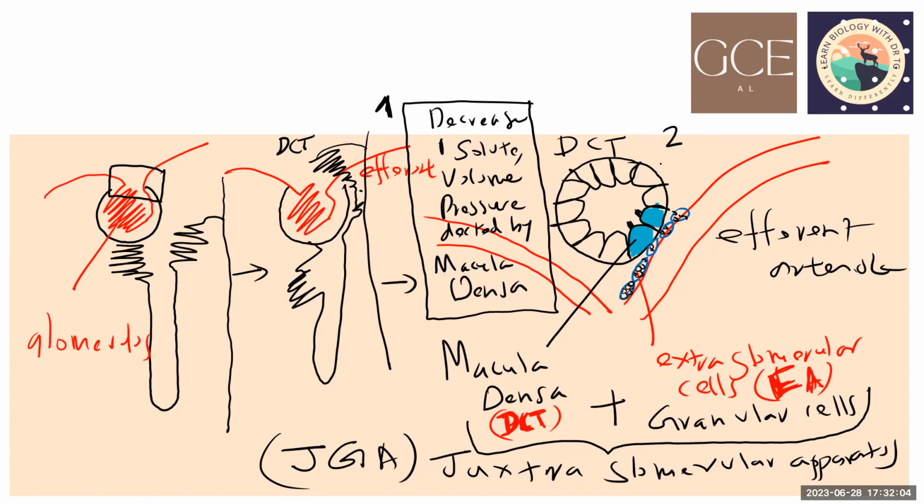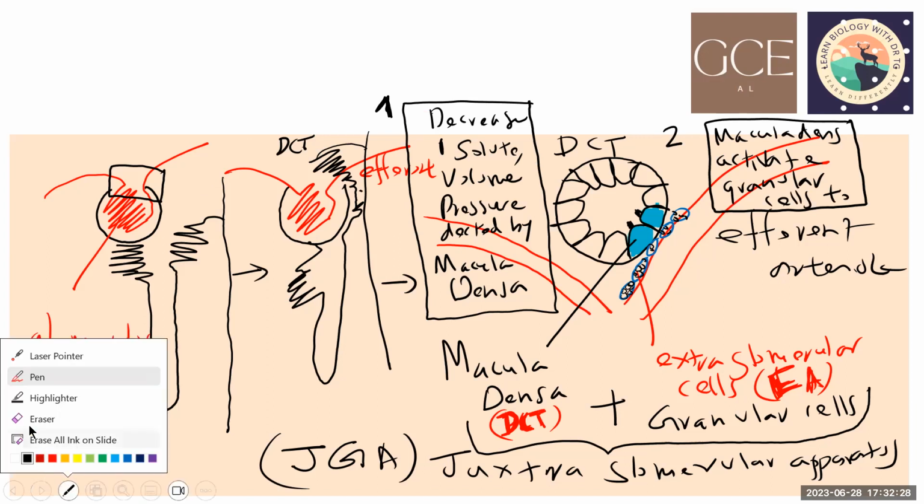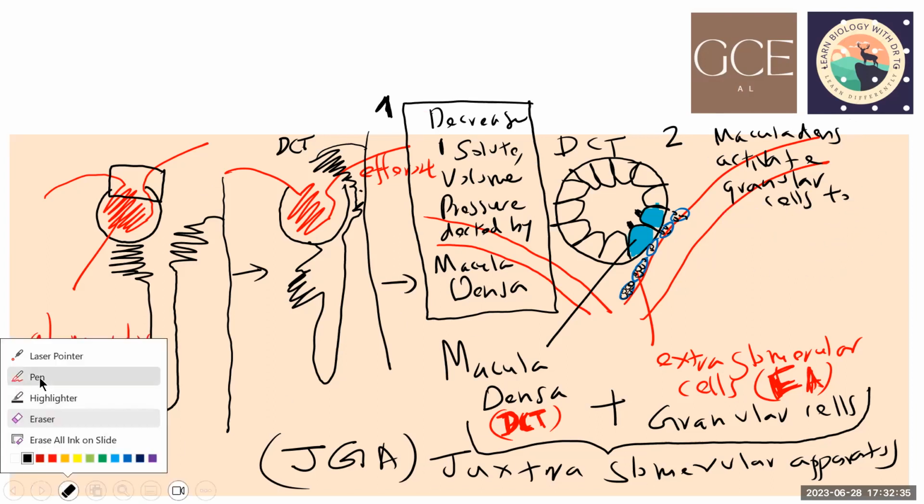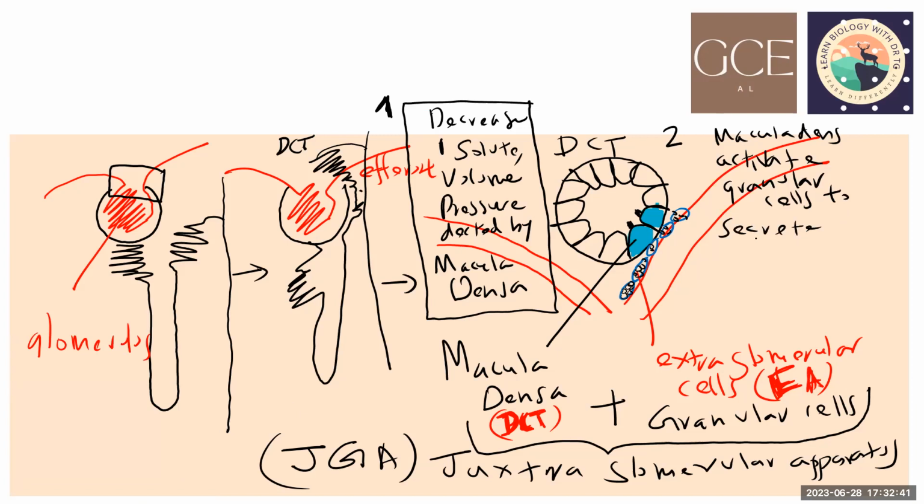And the second one, macula densa activates the granular cells to secrete an enzyme called renin.